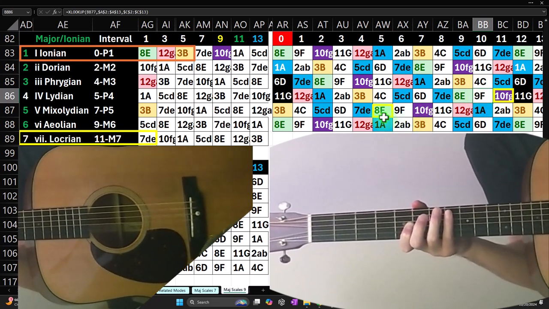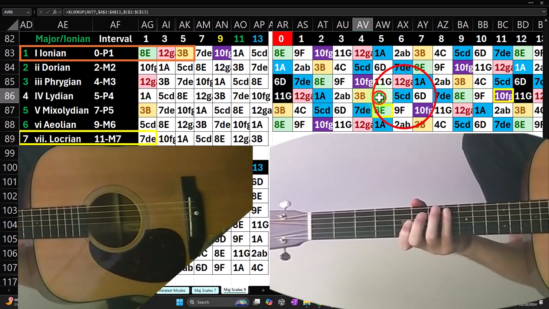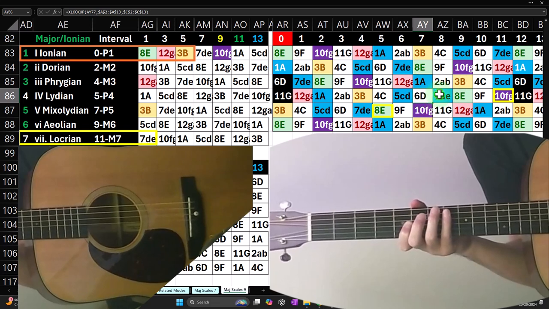Wait a sec, no, it'd be go negative 5 here, because of the kink in the tuning, 4, 3, 2, 1.